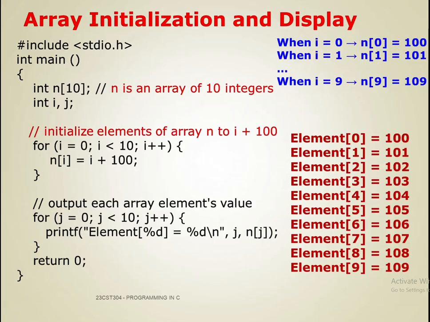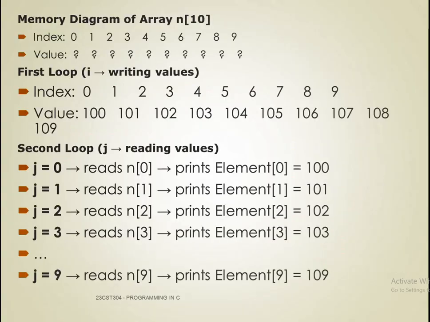The values inside the array do not automatically change just because we use another loop. Another important point is the difference between the variables i, j and the array. i and j are simply loop control variables. They tell the program which position we are currently processing. The actual data is stored inside the array. Example, i = 2, n[i] = n[2] = 102. Here i stores 2. It does not store 102. The value 102 is stored in n[2].